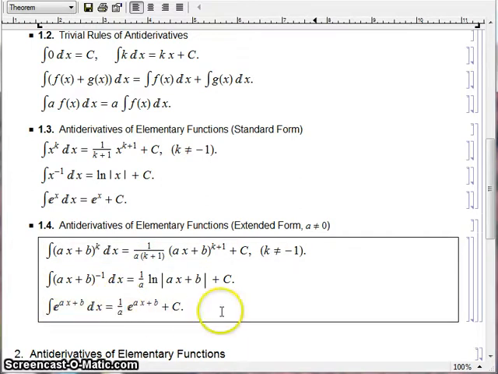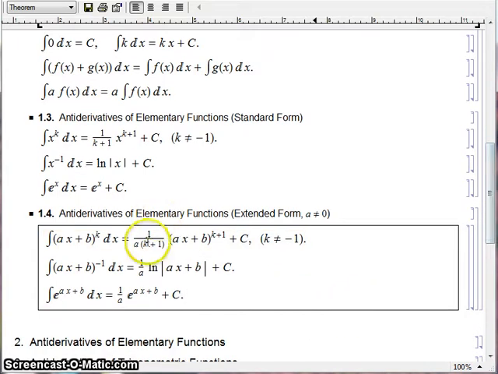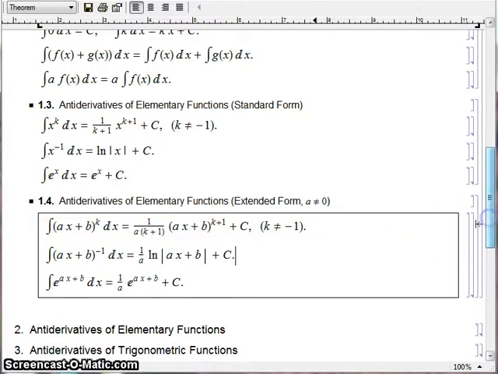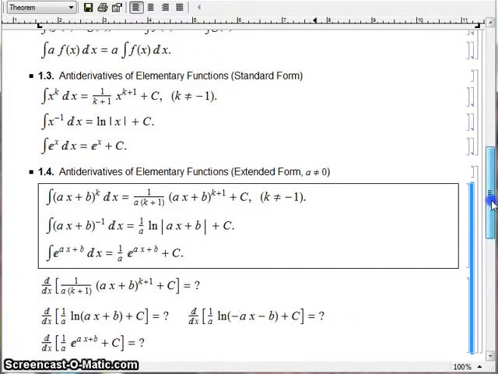If you take the derivative of the right hand side, by chain rule we have to multiply by the derivative of the inside, a. In order to undo that chain rule multiplication, we start with 1 over a, so that the multiplications by a just cancel each other.